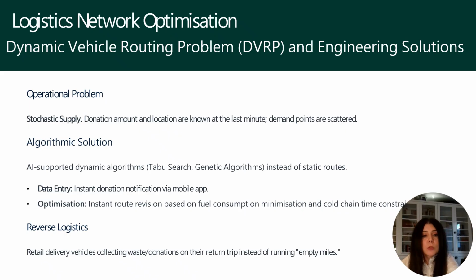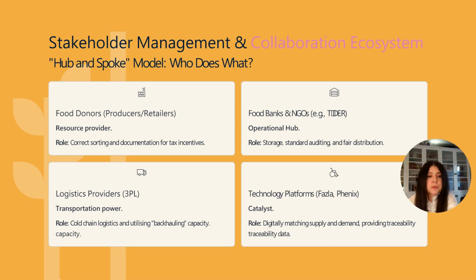Trying to solve this with static routes is like writing code with a typewriter. The solution is an AI-supported dynamic algorithm. Software using tabu search or genetic algorithms must instantly analyze the location, the capacity, and the traffic status of vehicles in the field to revise the route.